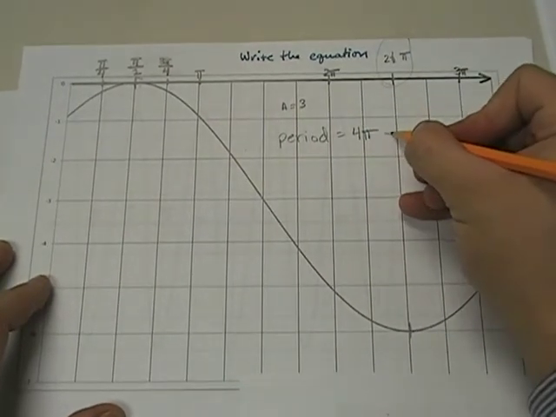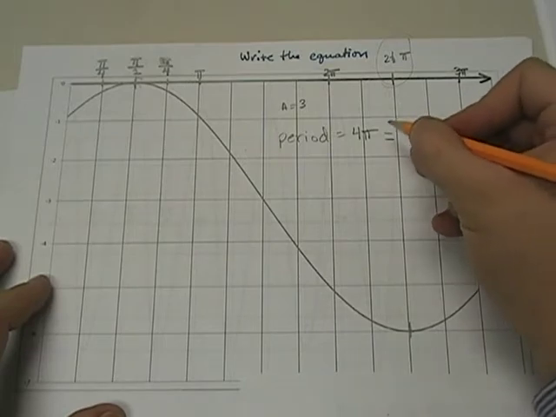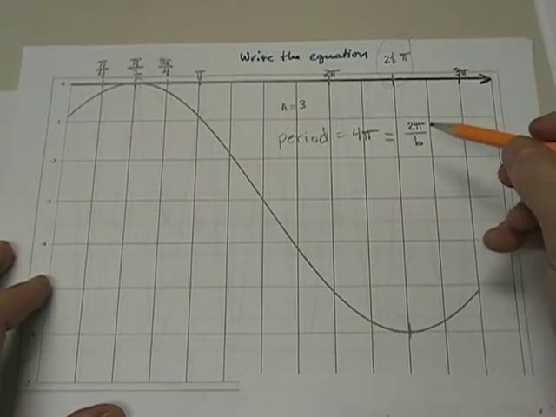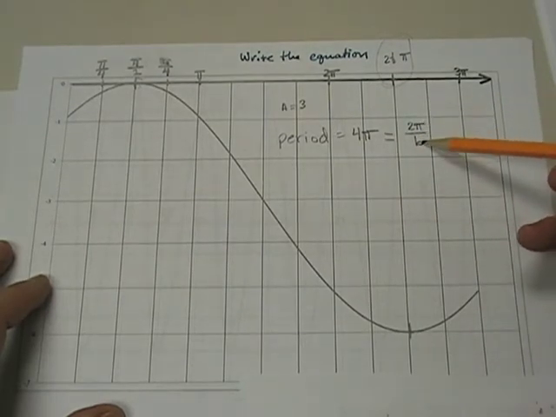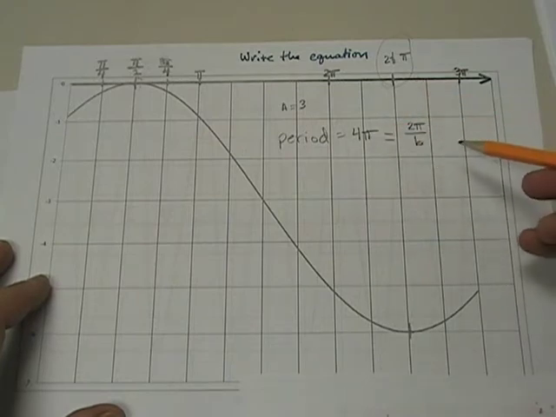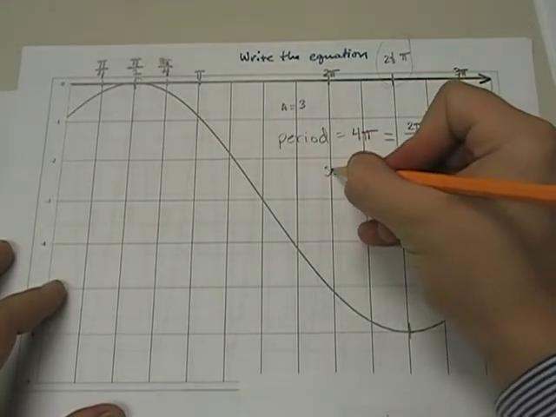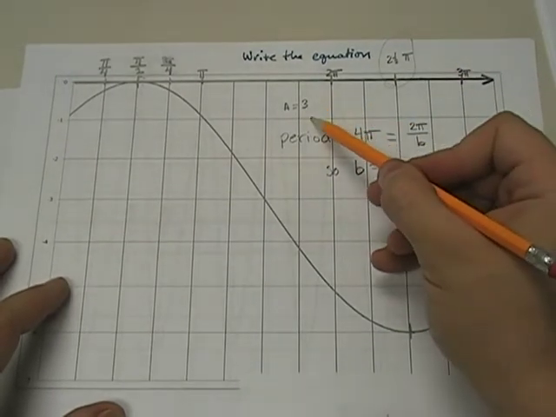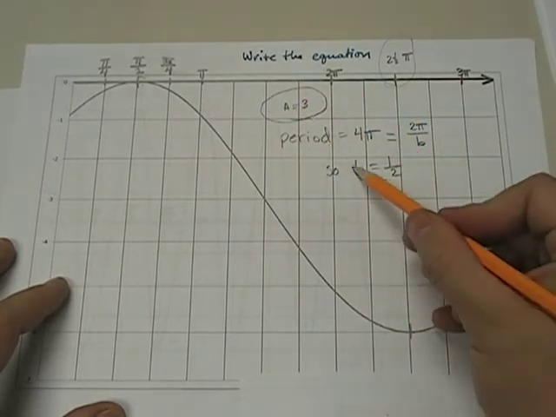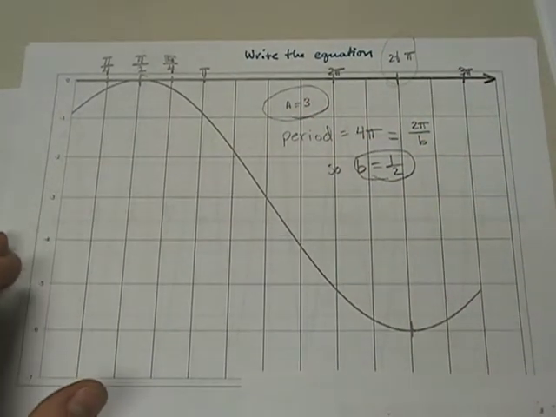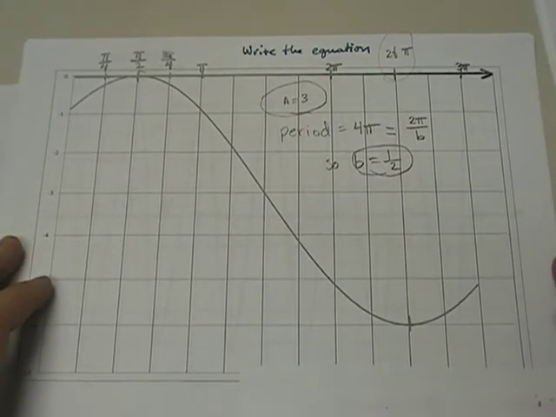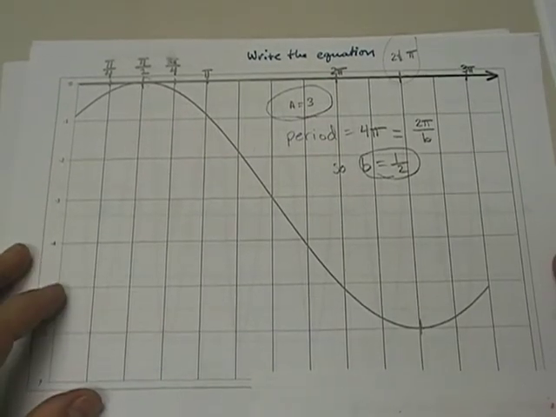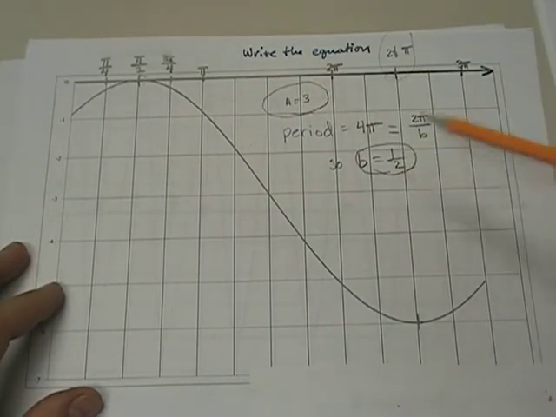And what do I know about the period of sine and cosine? The period of sine and cosine is always going to be equal to 2 pi over b. What would I divide 2 pi by to make it 4 pi? The answer is 1/2. So b equals 1/2. Now I know the amplitude, I know b, and I also know the period. If I know the amplitude and b, I'm well on my way to writing the equation. Now you have 4 modifiers: a, b, c, and d. I have found a, and I have found b.